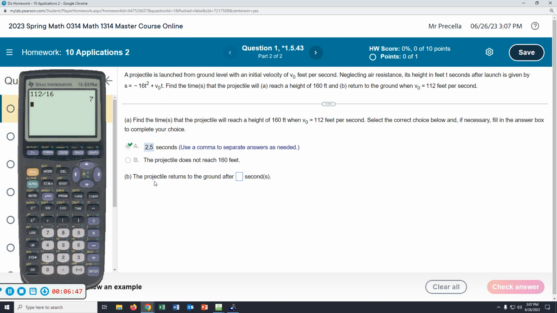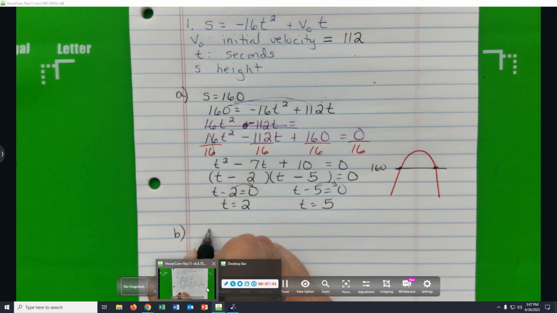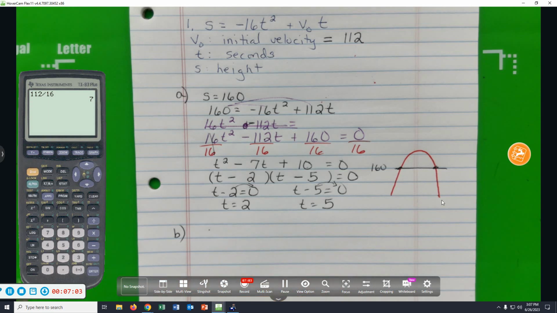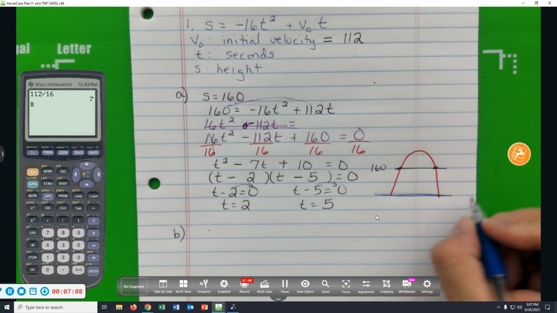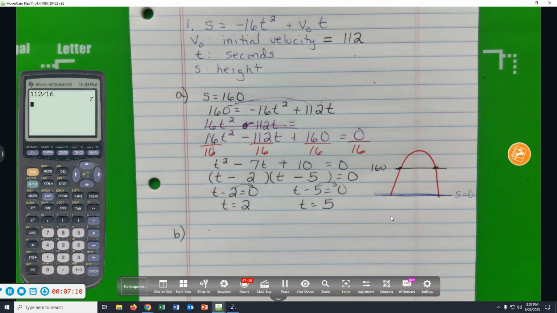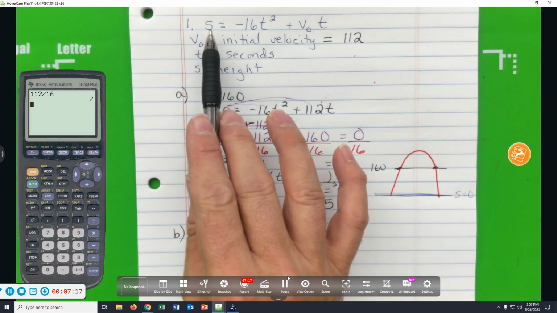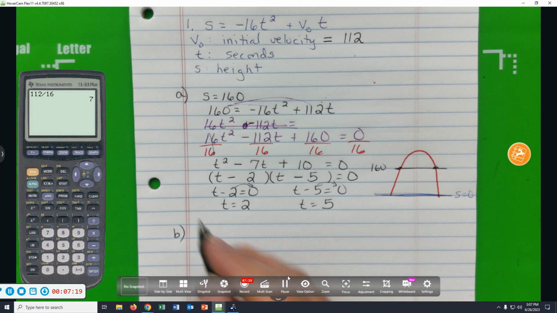Now, part B, we want to know the time it takes for the projectile to return to the ground. The projectile returns to the ground after blank seconds. What would the height of the projectile be when it's at the ground? When it's at ground level, what's the height? Wouldn't it be 0 feet? That's right, 0. The height is 0 when the projectile hits the ground, so set S equal to 0.